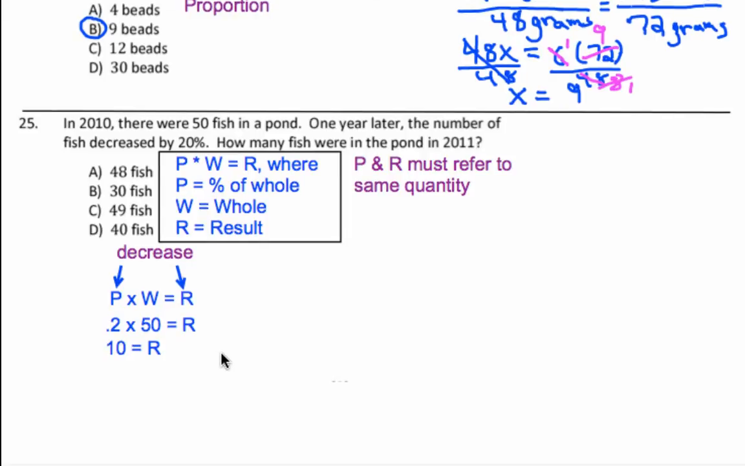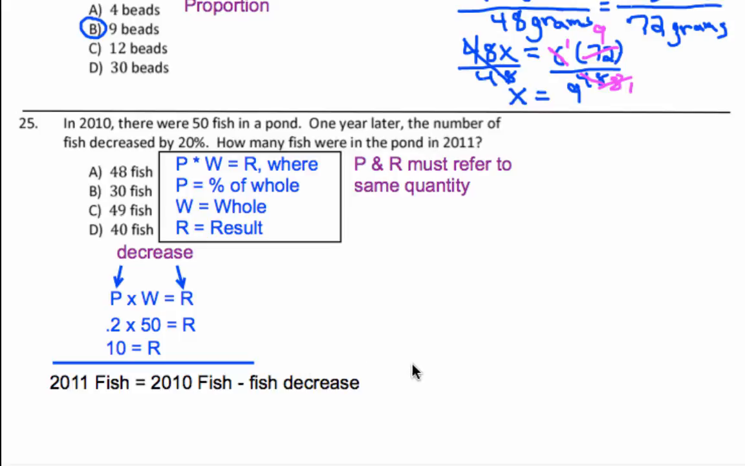Now keep in mind that R is the decrease. They want to know the amount of fish that were left in the pond, not the amount of the decrease. So what we're going to have to do is subtract. So the amount of fish in 2011 will be equal to the amount of fish we started with in 2010 minus the amount of the decrease. So the amount of fish will be 50. That's what we started with. Take away 10 to decrease. And our final answer will be 40. And that corresponds to choice D.